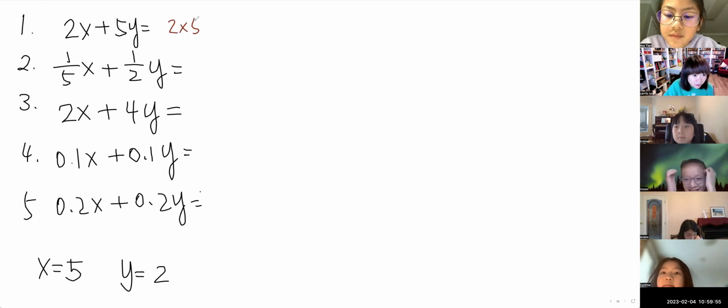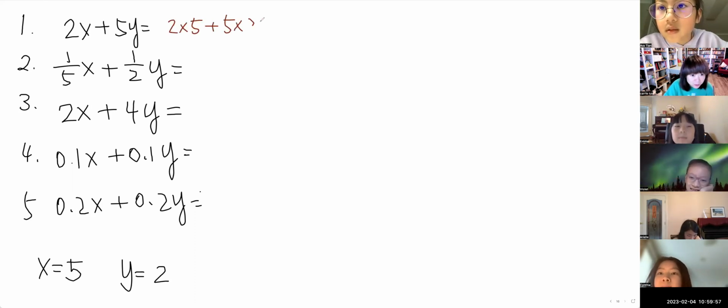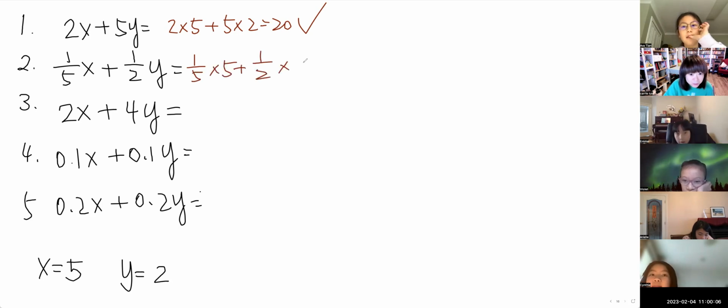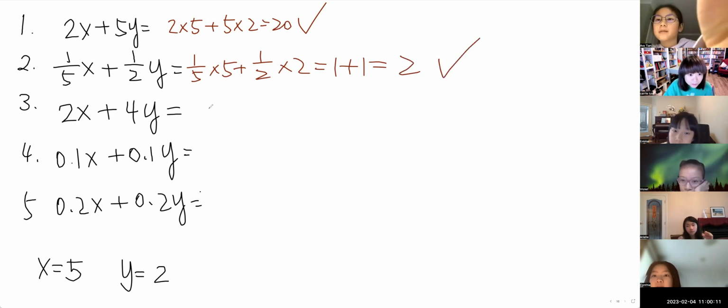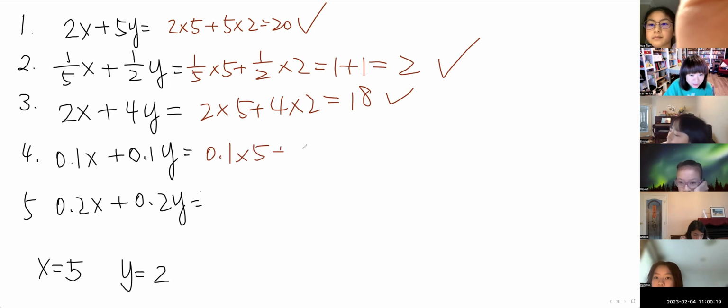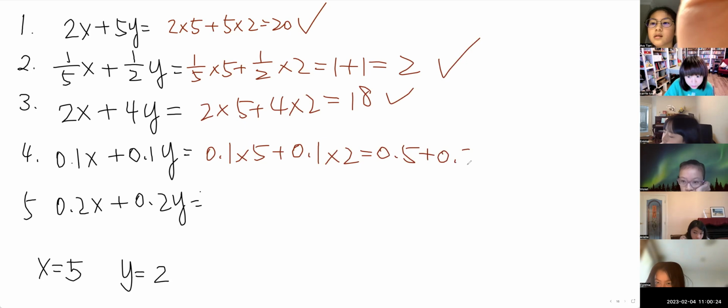Okay, so x equals 2. So 2 times 5 plus 5 times 2. So the answer is 20. Ta-da! Okay, next one. 1 over 5 times 5 plus 1 over 2 times 2 equals 1 plus 1 equals 2. Ta-da! Next one, 2 times 5 plus 4 times 2 equals 18. Ta-da! Next one, 0.1 times 5 plus 0.1 times 2 equals 0.5 plus 0.2 equals 0.7.